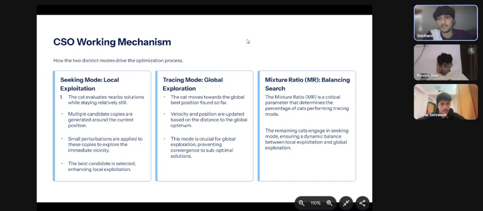So on the next slide, we have the working mechanism of CSO. As we have already discussed the seeking and tracing modes, seeking mode was about local exploration and tracing mode was more into global exploration. So we have to maintain a balance between these two. So the third one is the mixture ratio. Mixture ratio basically maintains a dynamic balance between these two modes, that is seeking mode and tracing mode, so that the most optimal results can be obtained.